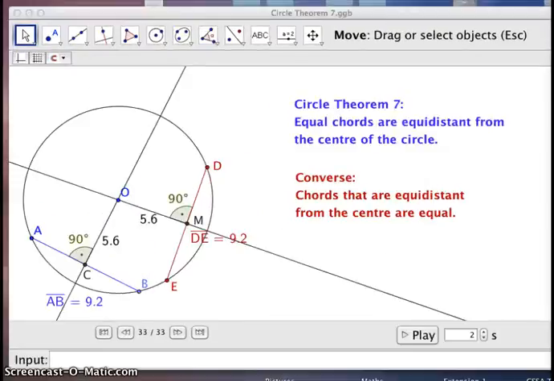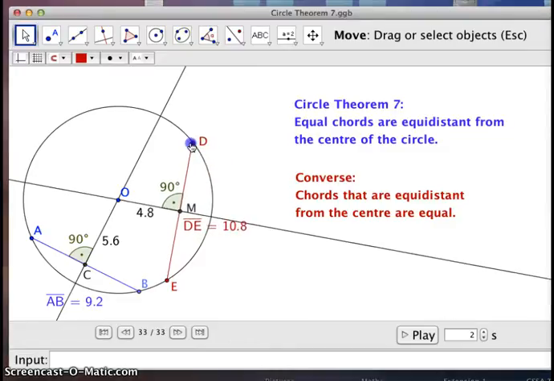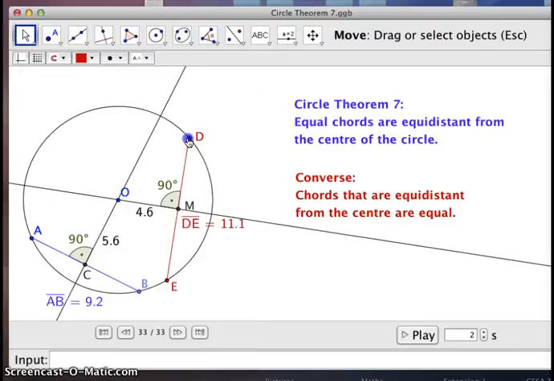Okay, girls, circle theorem number 7. And the theorem is that equal chords are equidistant from the center of the circle. Now, we've got two chords here, chord DE and chord AB. At the moment, chord AB is 9.2 and chord DE is 11.1. I've also measured the distances from O to C, which is from O to the midpoint of the chord, and it's at right angles to it, and that distance is 5.6.